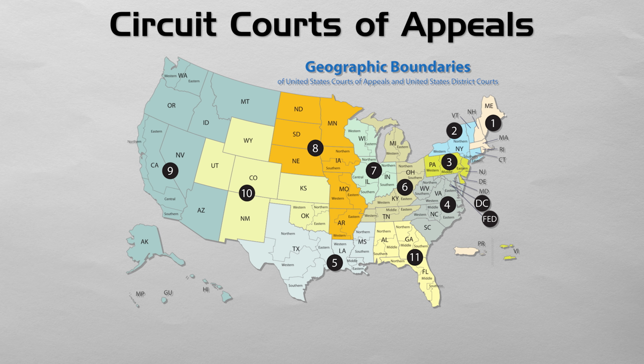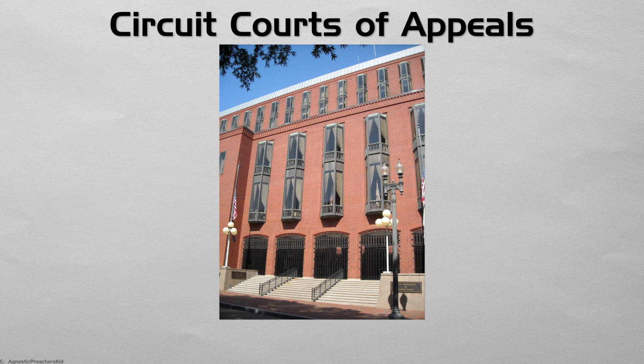The 94 federal districts are organized into 12 regional circuits, each with its own court of appeals. A 13th appeals court, the Court of Appeals for the Federal Circuit, has nationwide jurisdiction over specific types of cases like patent law and certain other specialized matters, such as international trade and claims against the federal government.